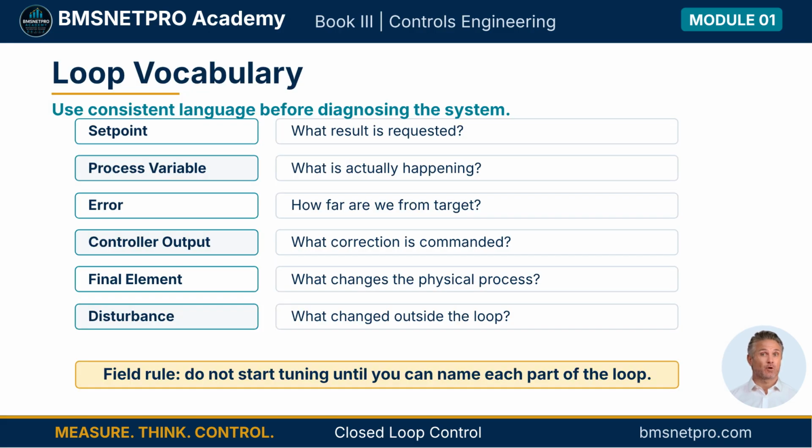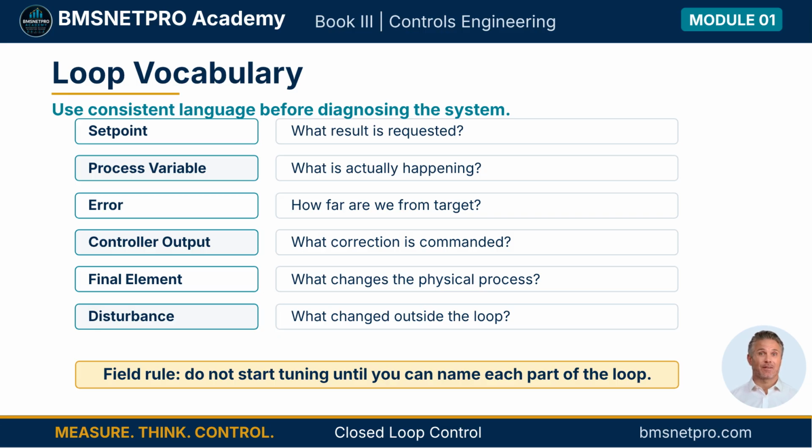Before troubleshooting or tuning a loop, name the parts. What is the set point? What is the process variable? How is error calculated? What is the controller output? What final element acts on the process? And what disturbances are present?